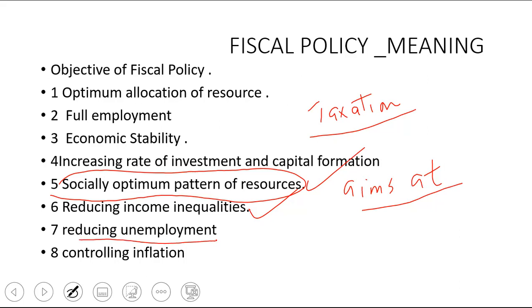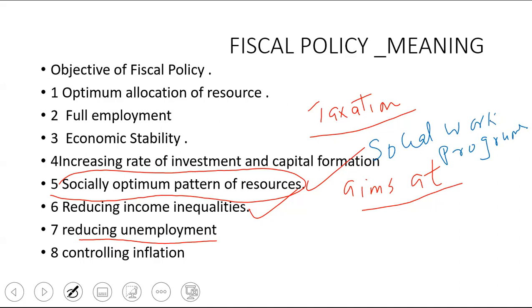Next, we go to reducing unemployment. Fiscal policy can reduce unemployment by increasing public expenditure on social work program. I am writing the social work program.